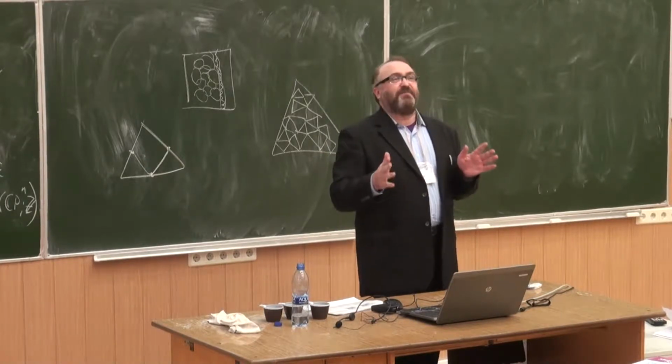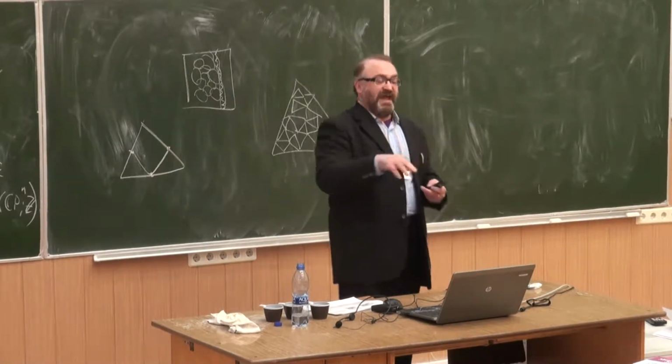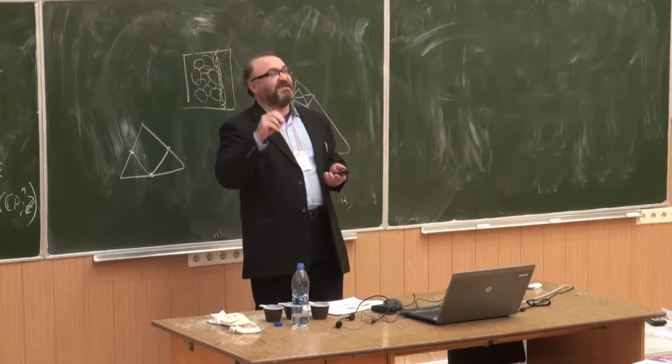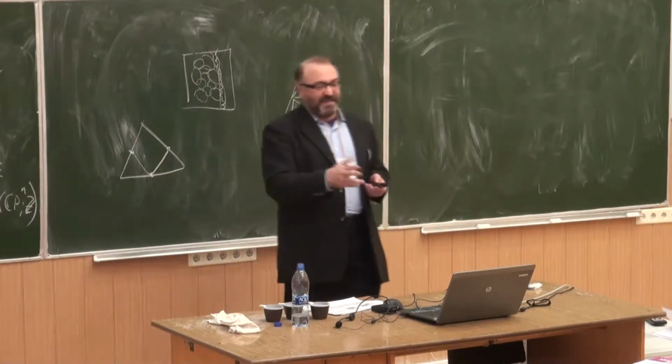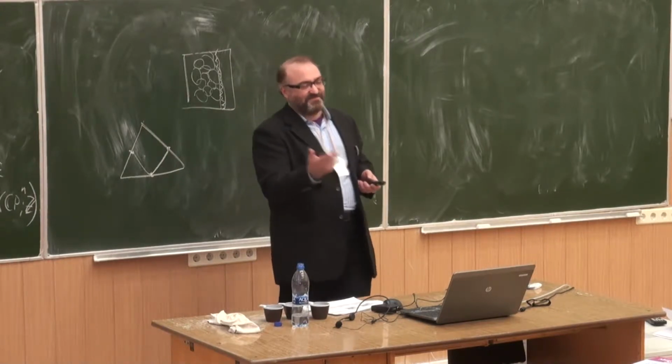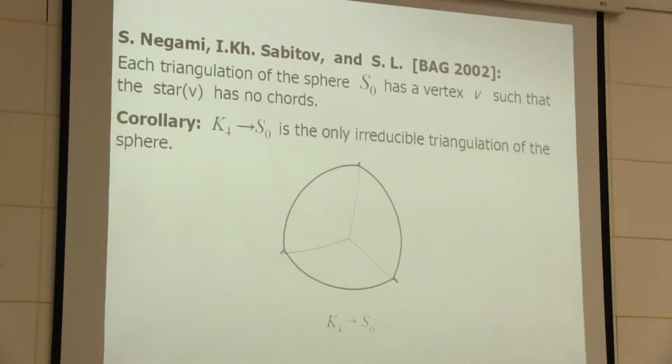So we must stop here, and we shouldn't shrink any more edges because it would again get us out of the class of simplicial complexes. So we stop here, and in this sense we say that this is the only irreducible triangulation of the sphere, just K4 in the sphere.